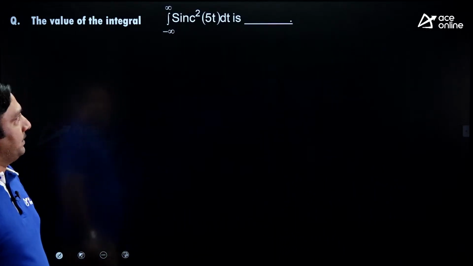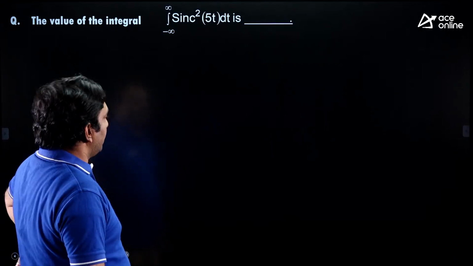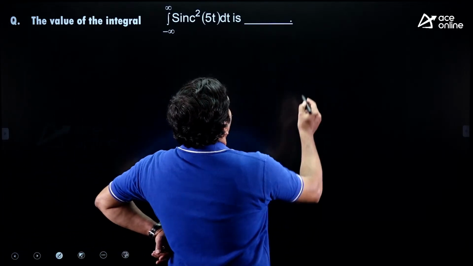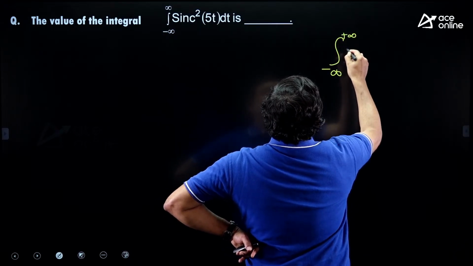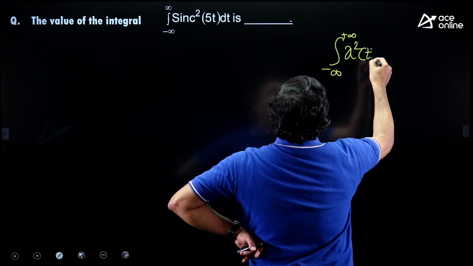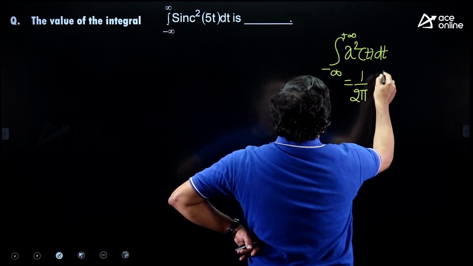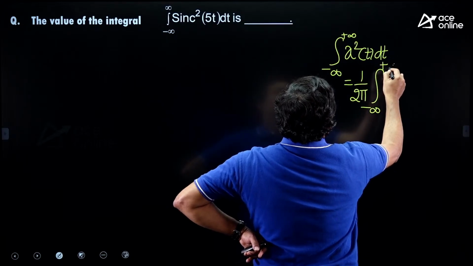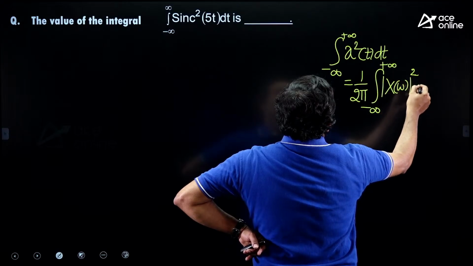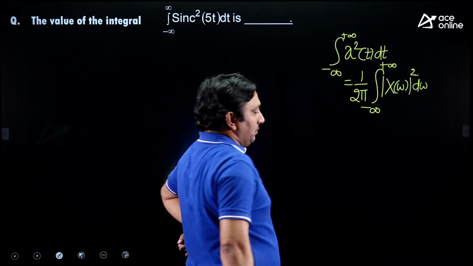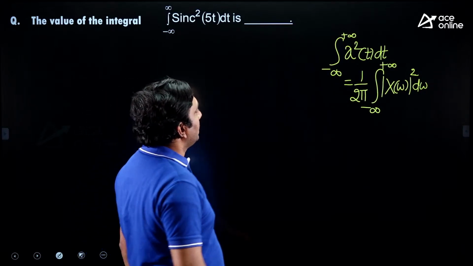What is the value of this integral, the integral of sinc square pi t? The integral square of the signal corresponds to energy. If you fail in the time domain, go to the frequency domain, again Parseval's theorem. Of course, for energy signals, Rayleigh's theorem is used. With respect to spectral density, apply that and you will get the answer.